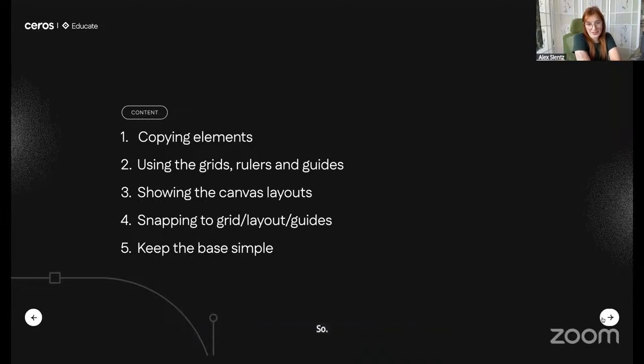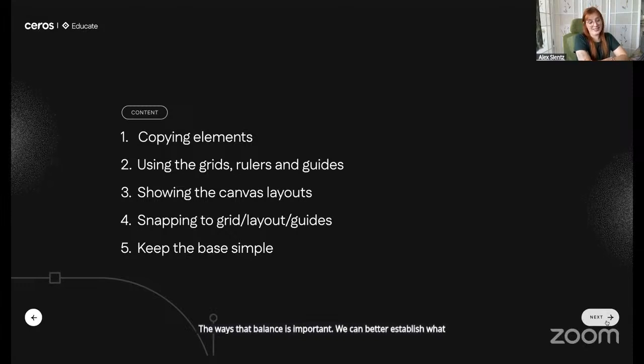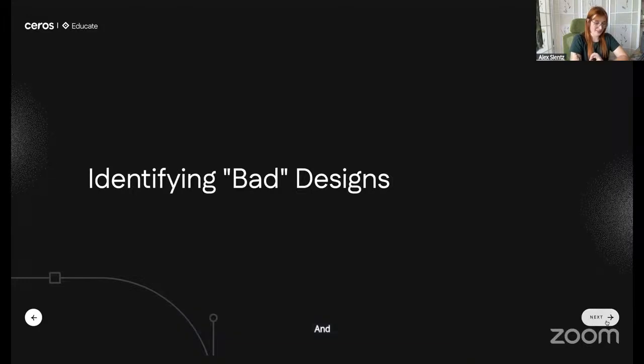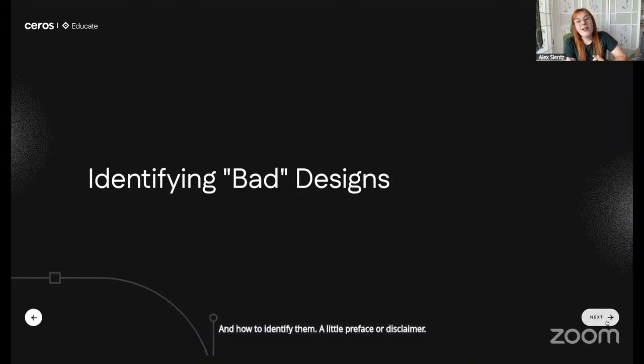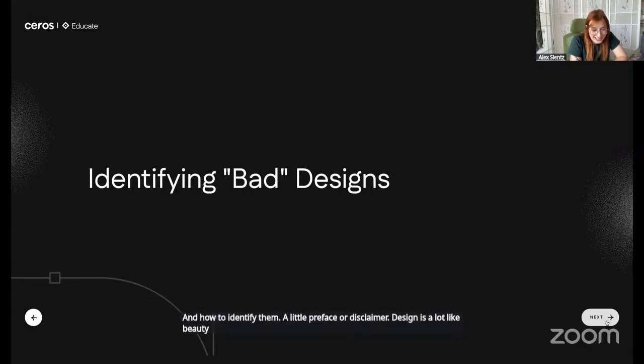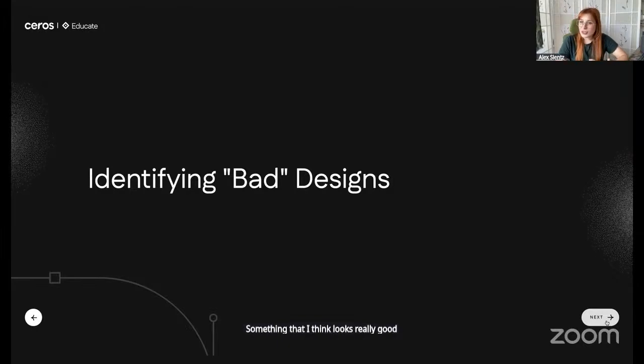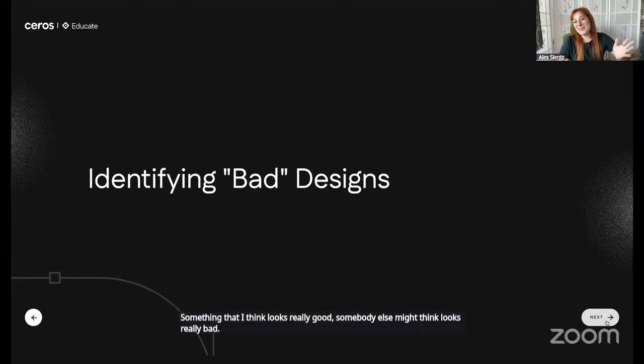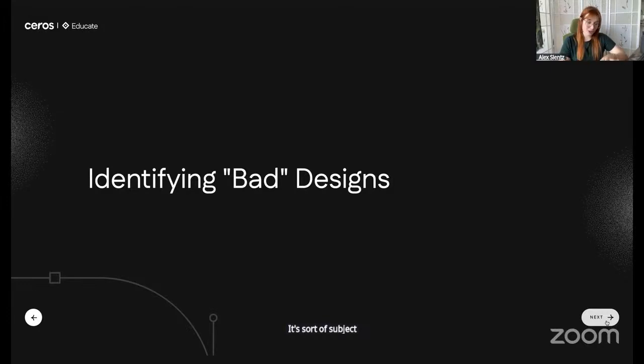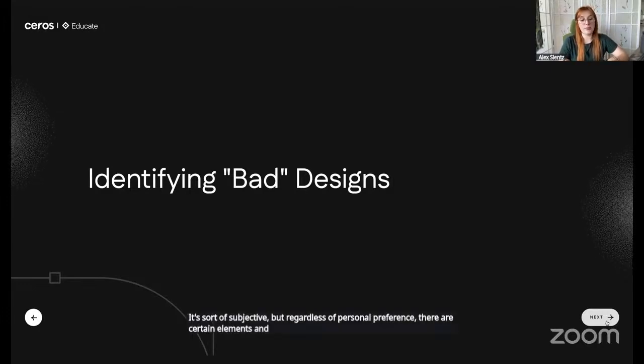So now that we have identified types of balance we can be using, and the ways that balance is important, we can better establish what a bad design is and how to identify them. A little preface or disclaimer, design is a lot like beauty. It's sort of subjective. Something that I think looks really good, somebody else might think looks really bad. But regardless of personal preference, there are certain elements and design principles that make designs better than others.